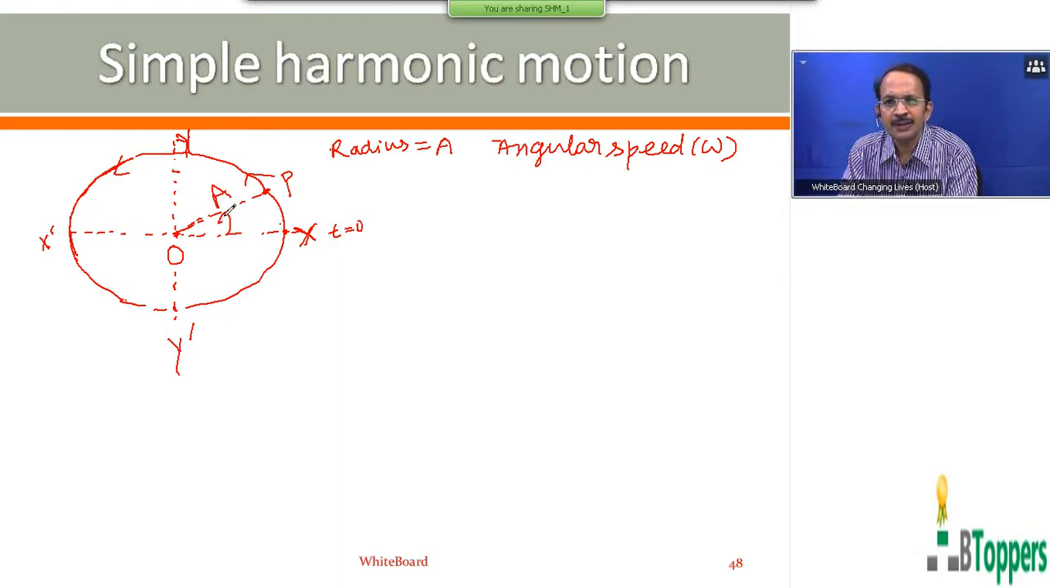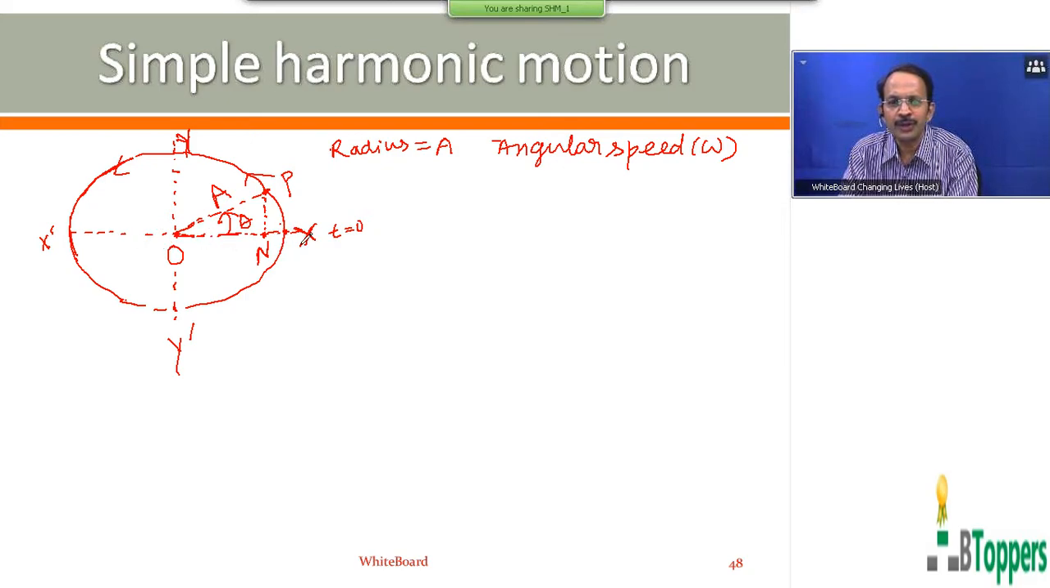Let theta denote the angular displacement of the particle in time t. Let us drop a perpendicular from the point P on one of the diameters of the circle. Let N be the foot of the perpendicular dropped from the point P along one of the diameters of the circle.